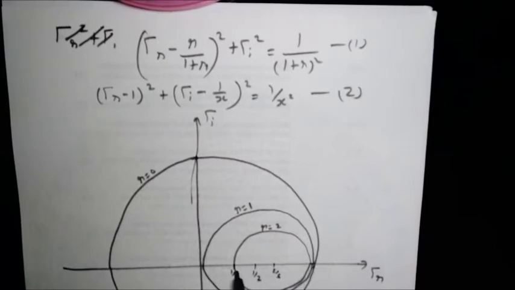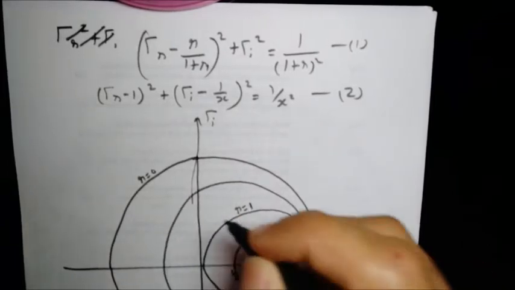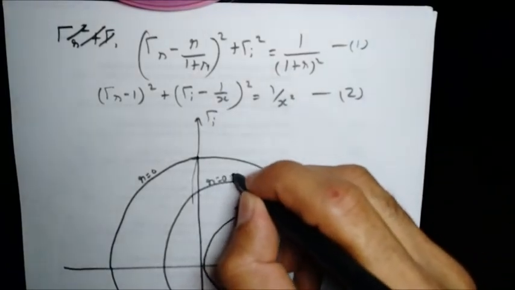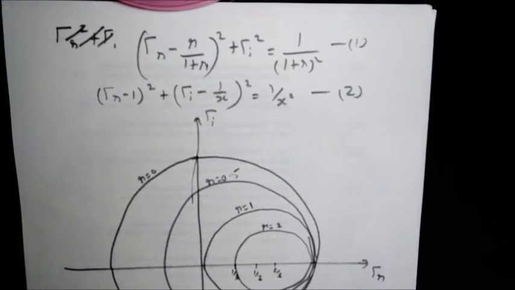This is 1 by 3. This is 1. So this is 2 by 3. And the circle will be somewhat like this. This is for r equal to 0.5. Like this, you can have numerous circles. I'm showing only 4 here. Now we will plot the second equation.